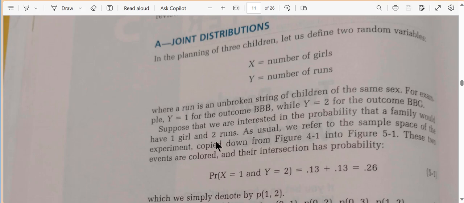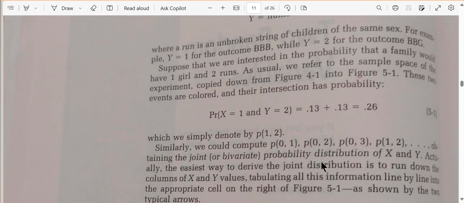As usual, we refer to the sample space of the experiment. So we just looked at that. These 2 events are colored, and their intersection has the probability 0.13 plus 0.13, which we denote, and we don't write this like this, we write it like this. I mean, we could write it like this, but it's common to write it like this. So what does this mean? X is equal to 1 and Y is equal to 2. So the comma actually is a substitute for the word and.